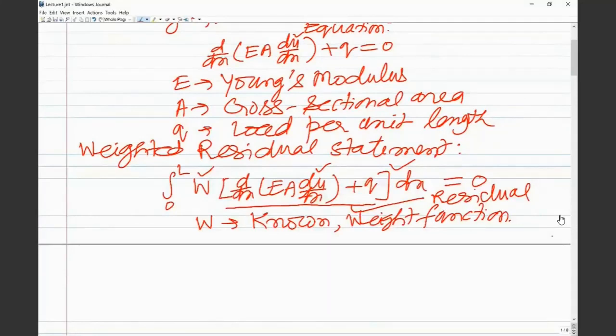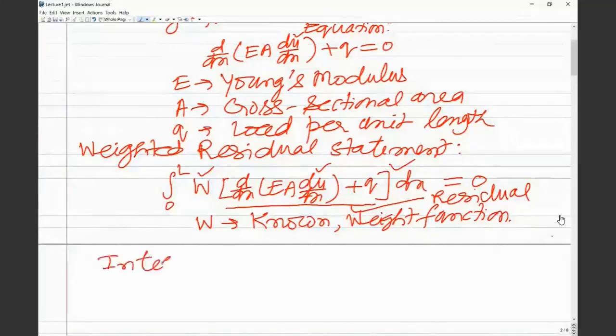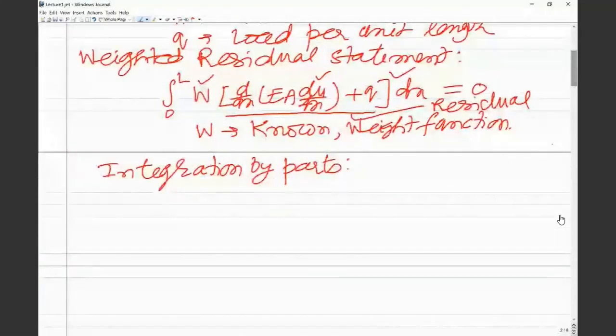So how do we get the weak form from the weighted residual statement? As I said, we need to transfer the derivative from u to w, and that is done by using integration by parts. In the integration by parts, we are going to do it only with the first term here. The second term q, of course, we leave as it is. So the first term is integration 0 to L of w d by dx of Ea into du by dx.